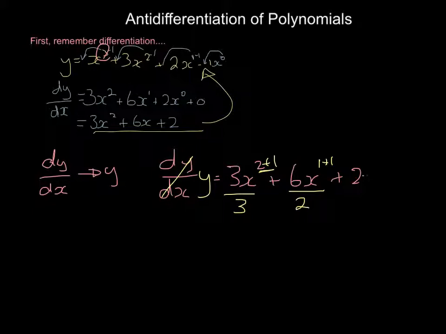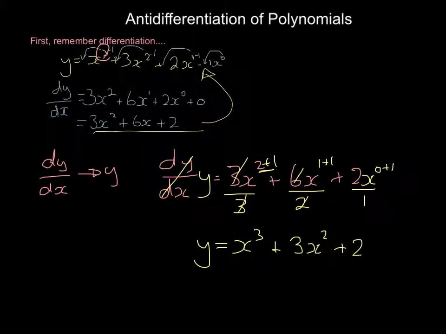We have our 2, which is x to the power of 0. So we have to add 1 to that, and then we're going to divide that by 1. And we'll see what that particular function gives us. So we have 3 divided by 3 cancels out, so we'll have x to the power of 3 plus 6 divided by 2 gives us a 3, x squared plus 2x to the power of 1, just 2x.